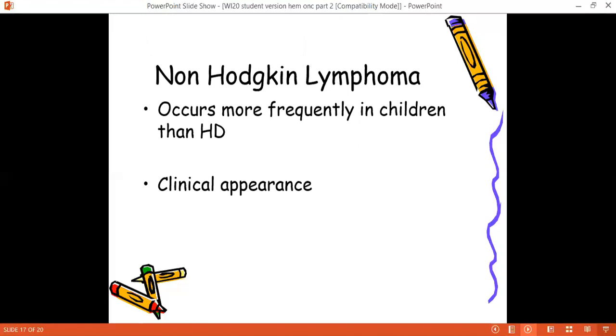All right, non-Hodgkin's lymphoma. This occurs more frequently in children than Hodgkin's disease. The clinical appearance of a patient with non-Hodgkin's lymphoma, the disease is usually diffuse rather than nodular. Cell type is either undifferentiated or poorly differentiated. Dissemination occurs early, often, and rapidly. We can see with non-Hodgkin's lymphoma mediastinal involvement and invasion of the meninges. Again, there is staging for non-Hodgkin's lymphoma. That is on page 1313, and it is stage 1 through stage 4.